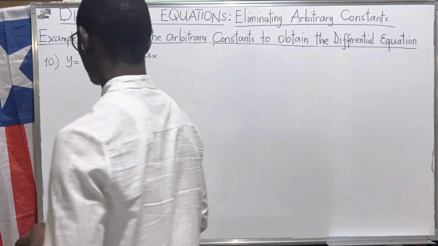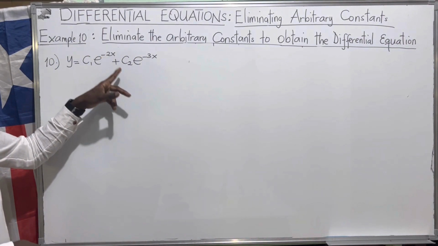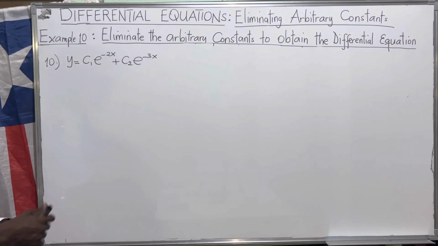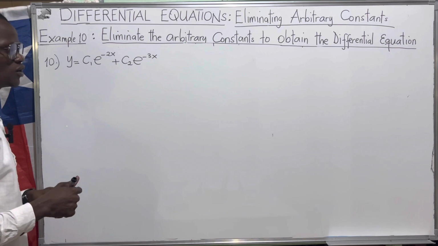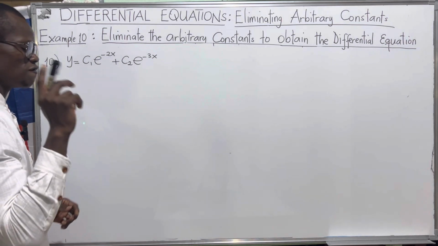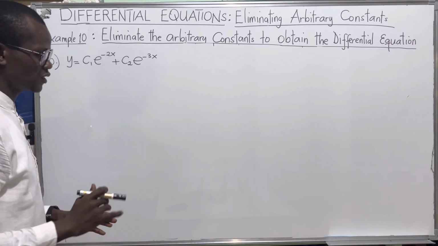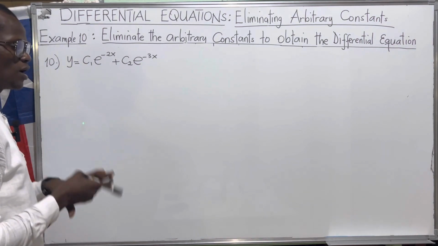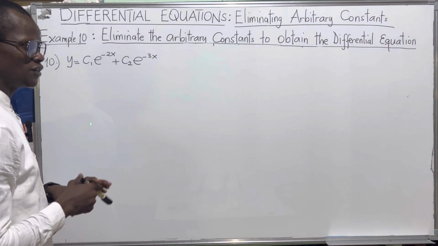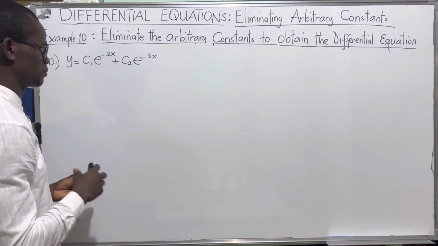The problem says y equals c1 e raised to the power minus 2x plus c2 e raised to the power minus 3x. Now, to do this, please don't forget, we first need to determine how many constants we have. Since we have two constants, it means we must have a second order differential equation. That is, we must differentiate twice.